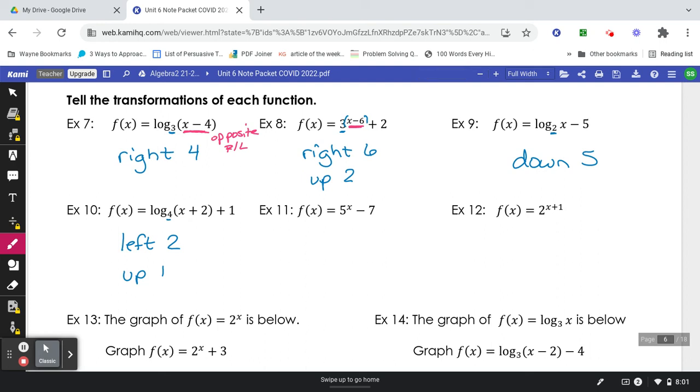Example 11, the 5 is what's going to help us graph our original problem. So all I have to deal with is the minus 7. It's not in parentheses, so that means it's going to move up, down. In this case, it's down 7 because it is a negative. Example 12, the 2 will help us graph our original graph. And then the x plus 1, again, it's kind of like having little parentheses around there. So that means it's going to move right, left, but always the opposite. So this is going to move to the left 1 place.